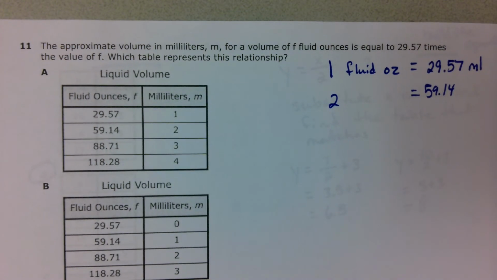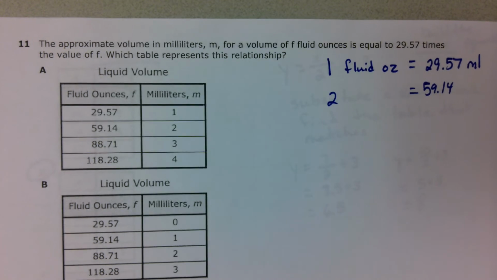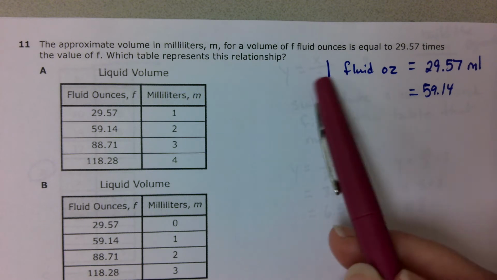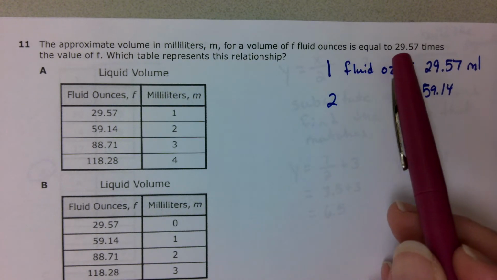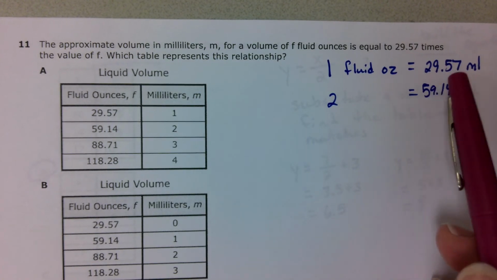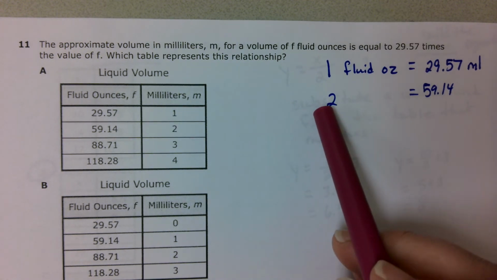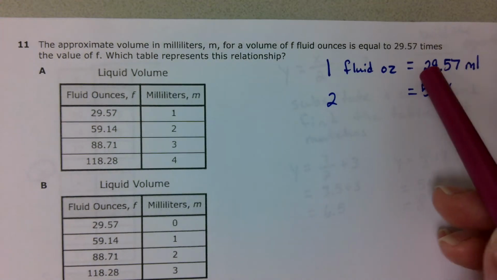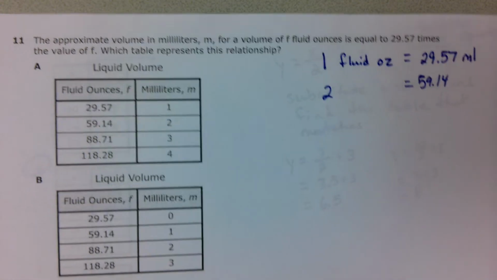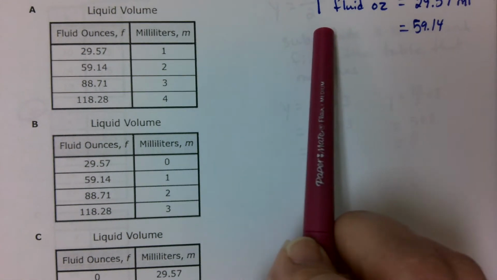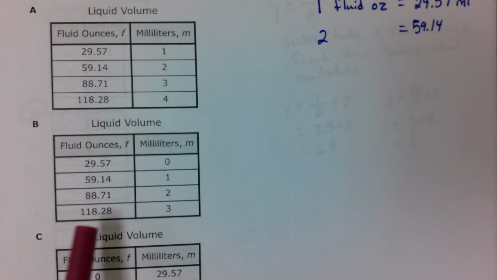Number 11, the approximate volume in milliliters M for a volume of fluid, or F fluid ounces, is equal to 29.57 times the value of F. Which table represents this relationship? So I have my fluid ounces, I have 1, and then I just need to multiply that by 29.57 to get my milliliters, so it's 29.57. And then I look to see what 2 fluid ounces would represent, and I just doubled that.